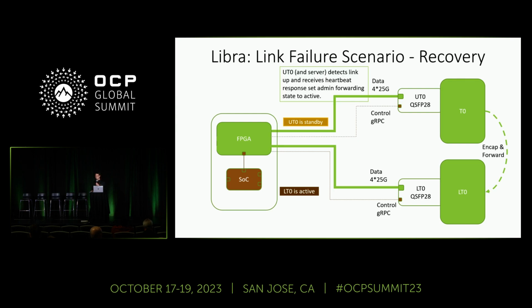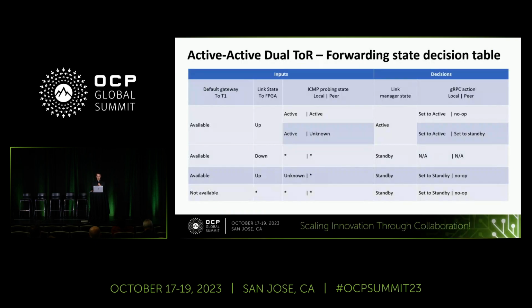So the link recovery detection is exactly the same in reverse order, right? Both sides determine that this link is healthy now, and the link can take I/O again. So they will set the forwarding status to active again, and they start to leverage that link. So this is a quick decision table. It seems that I don't have time to go into detail.